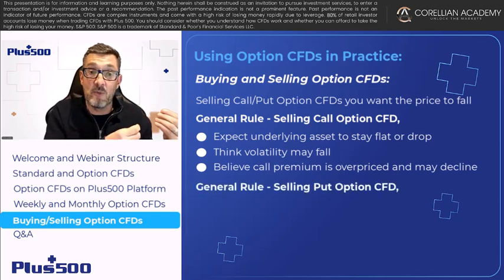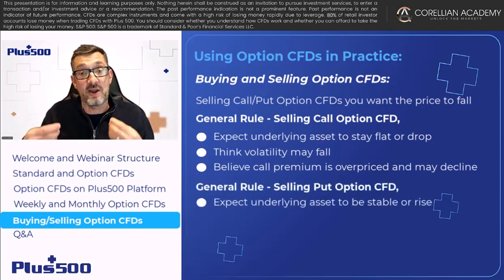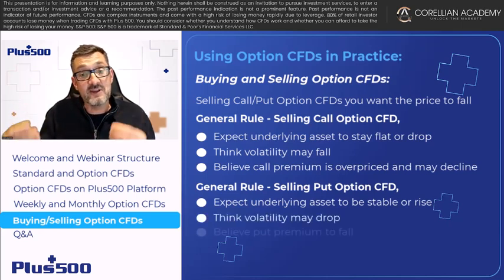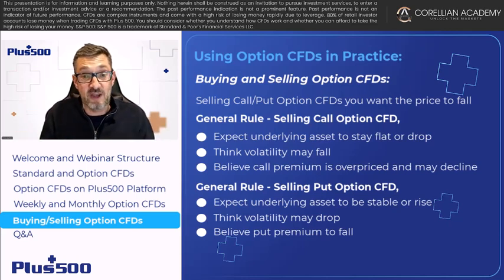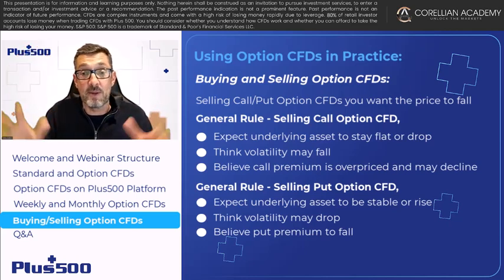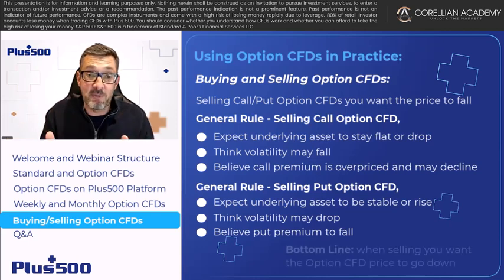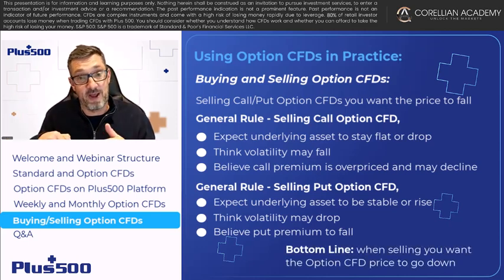And with a put, you usually look to sell a put option CFD when you expect the market to be stable or to rise, you think volatility may drop, and you expect the put premium to fall. If the market holds steady or the underlying asset moves higher, put premiums usually contract. Bottom line, when you're selling, you want the option CFD premium to go down.